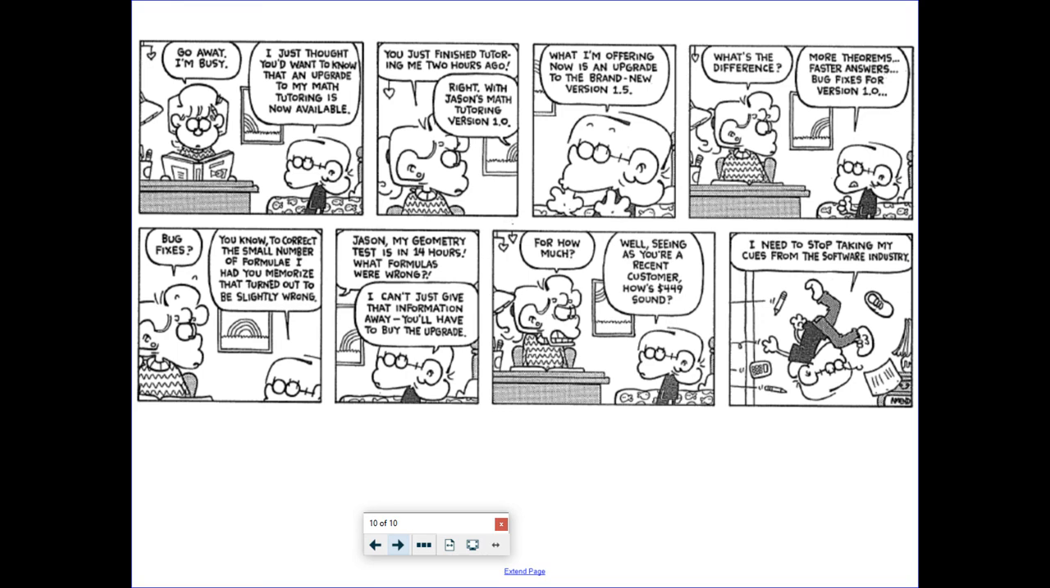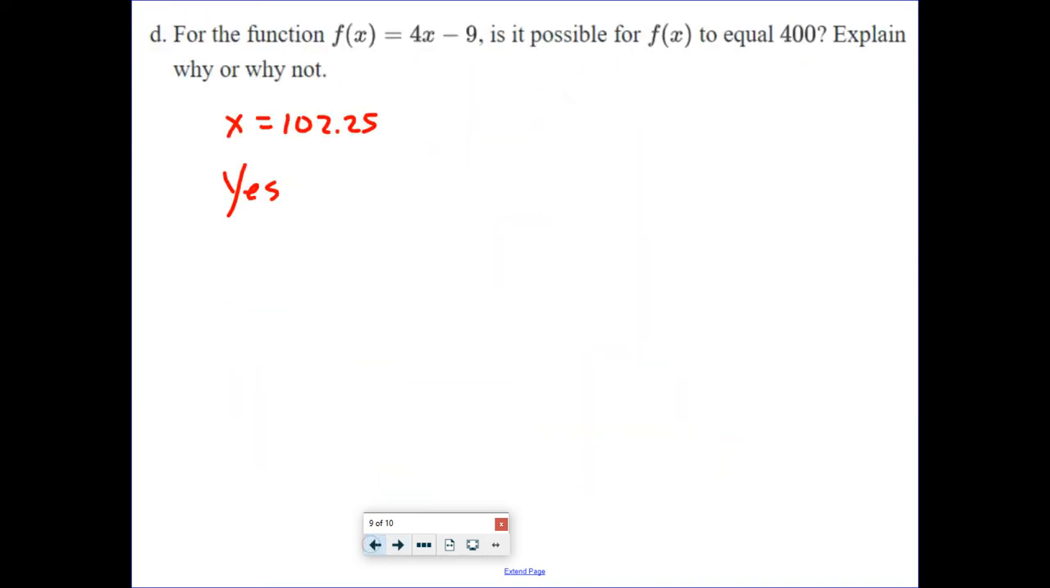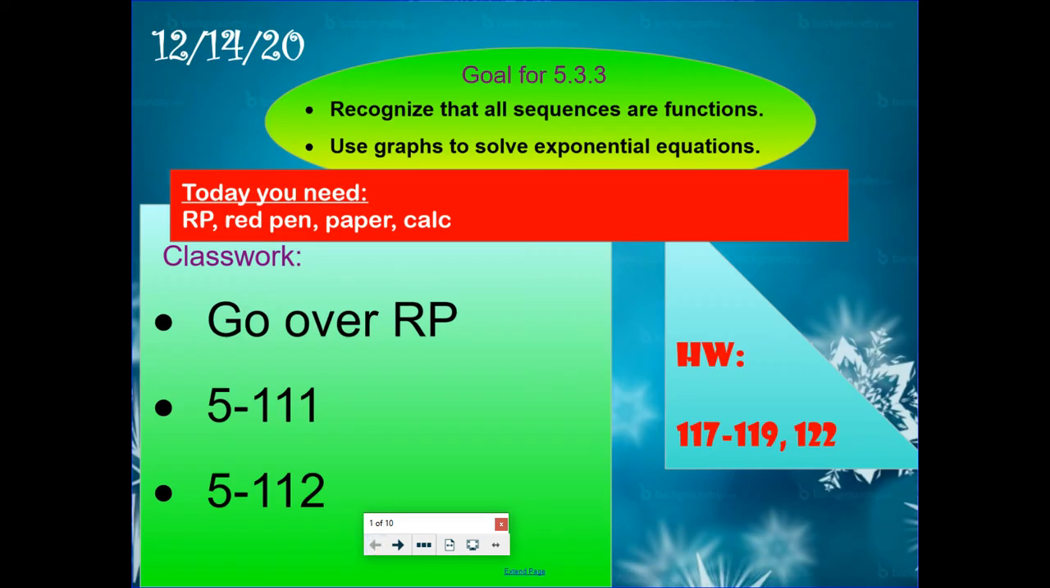So what you're going to do is, you can pause the video and read the comic if you want to. Otherwise, you're going to start with the homework. I have to go back just so you can see it again. So if you wanted to read it, you can pause it and come back to it later. But the homework is problems 117 through 119 and then 122, okay? 17, 18, 19, 22. Got it?